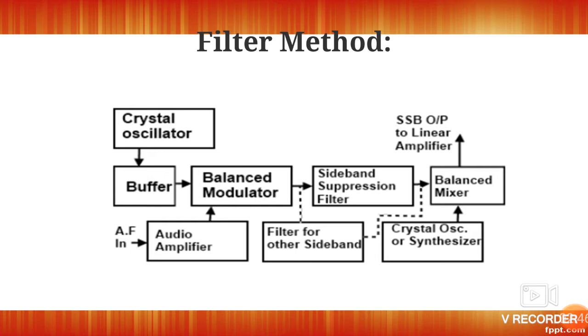In this block diagram, we are going to learn about generation of SSB by using the filter method. This method consists of one crystal oscillator, buffer, balanced modulator, audio amplifier, filter for other sideband suppression, single sideband filter, and a crystal oscillator or synthesizer with balanced mixer to produce the SSB output.